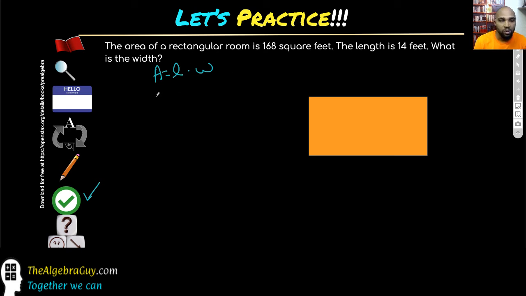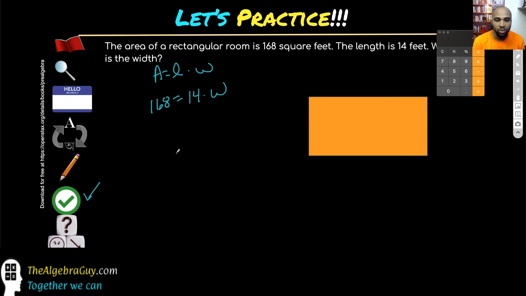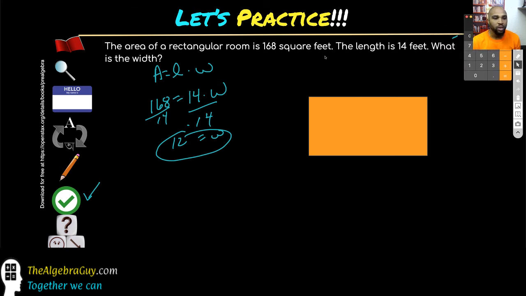All right, so area is 168. And we got length is 14. And we're looking for W. So a lot more straightforward here. We're going to divide by 14 on both sides. That becomes 168 divided by 14, and it gives me 12. So W equals 12. Did we answer our question? Let's go back and make sure. What is the width? Yes, they just want the width. We got that. All right, we're good.